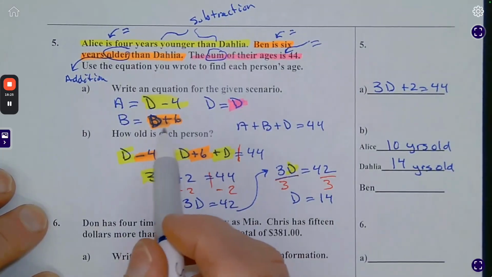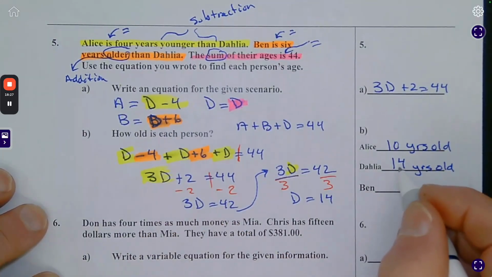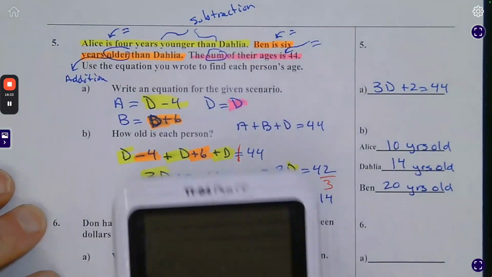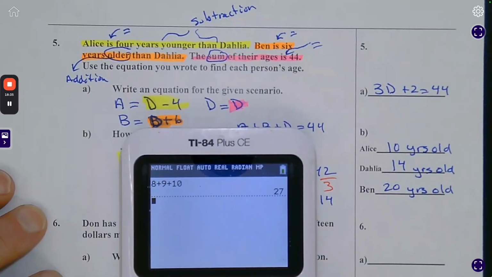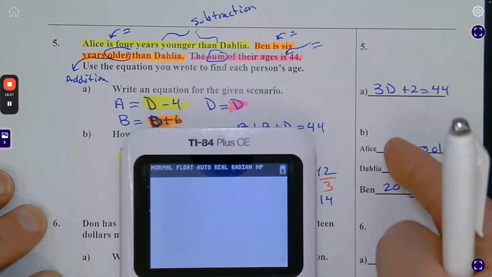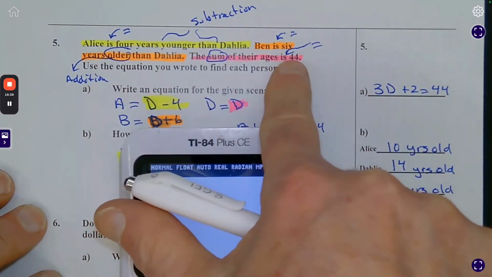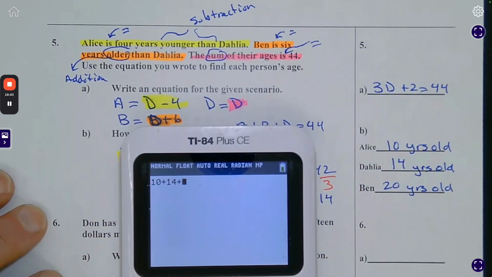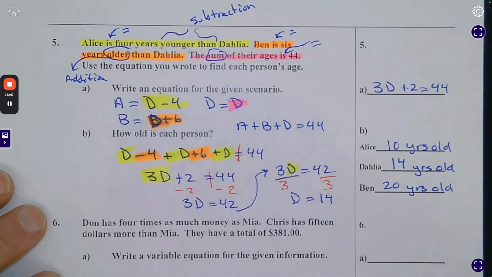And then we got Ben. Ben is 6 years older than Dahlia. So 14 plus 6 is 20 years old. All right, now that's a lot of work. And I want to get an A on this test. So I'm going to check to see that they add up to give me 44. So I got 10 plus 14 plus 20. Let's go. 44, yes. All right.